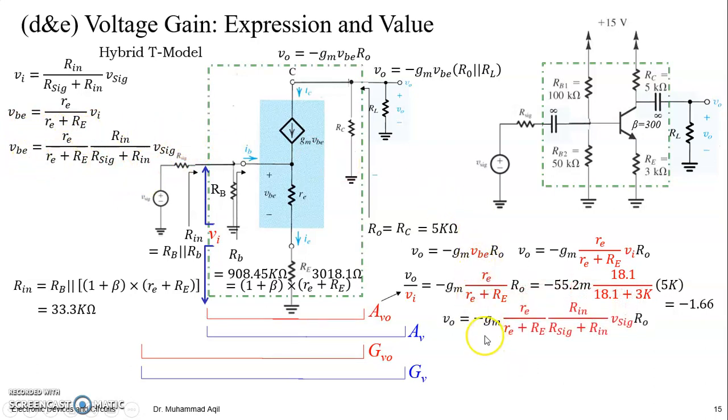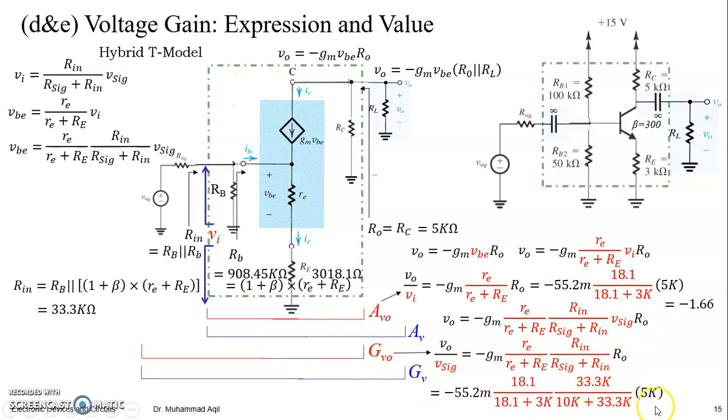Then we got minus GM RE divided by RE plus discrete RE, RE divided by R signal plus RE, into V signal, right? Instead of VB. So V out by V signal you can find here. V out by V signal will be equal to all of these things and R naught. V signal is already gone down here. So this will be your GV naught.